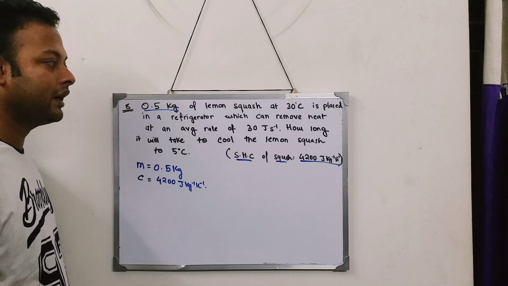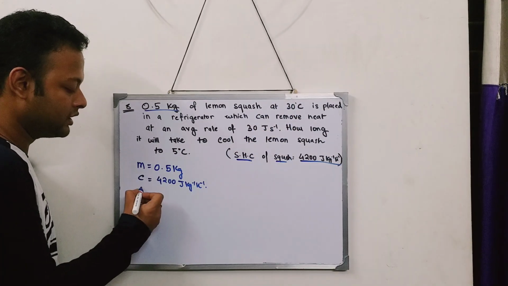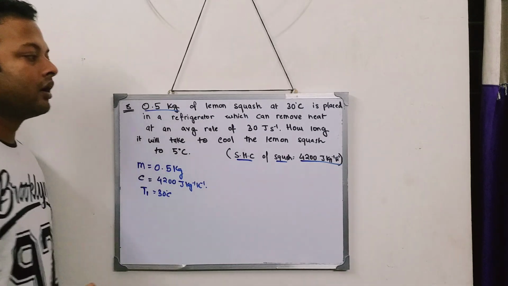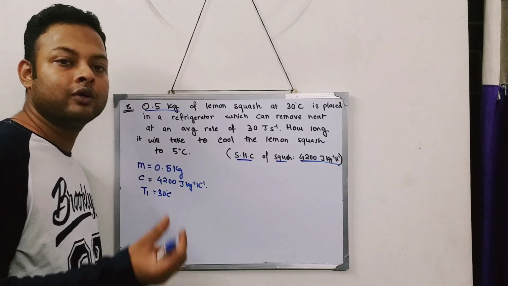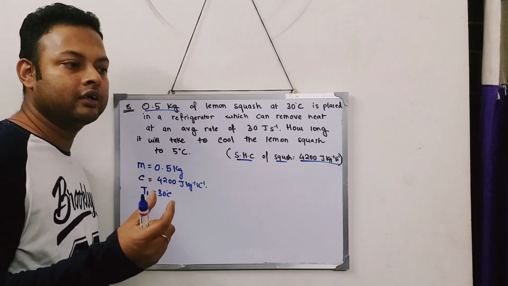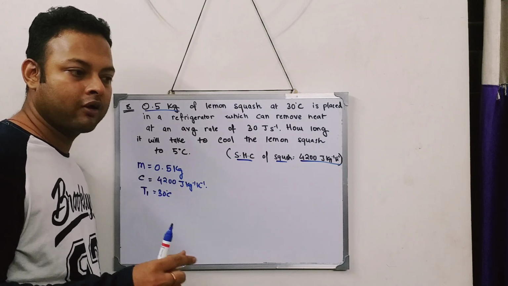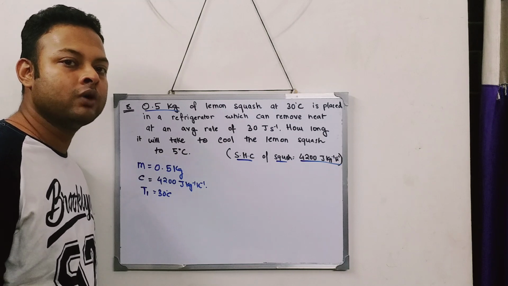Right now the lemon squash is at a temperature of 30 degrees centigrade. Let's take that as T1, 30 degrees centigrade. Lemon squash we prefer to drink cold. So we'll take the lemon juice and put it in the refrigerator, and what will the refrigerator do?